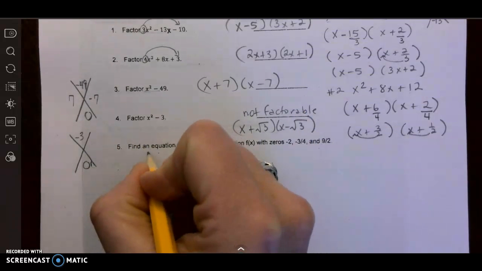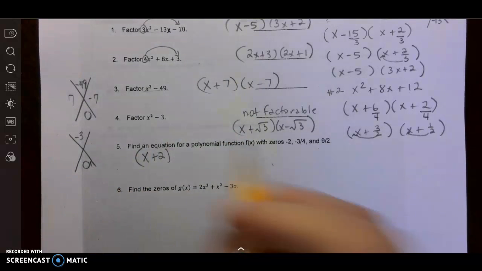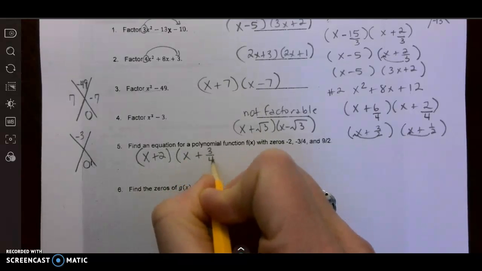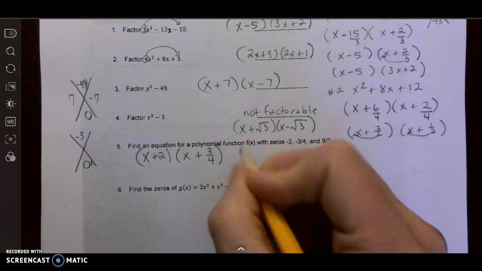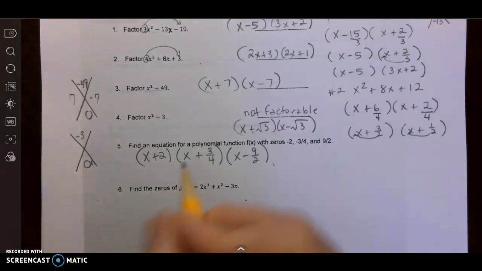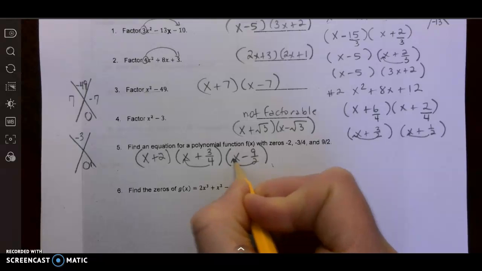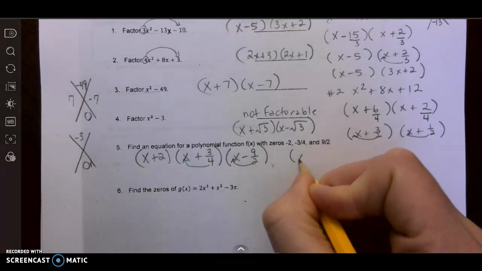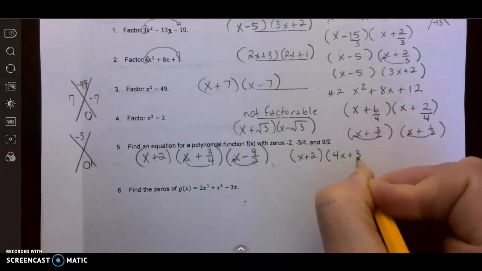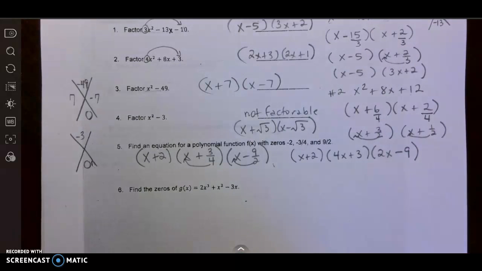Number 5, find an equation for a polynomial with these zeros. Well, if negative 2 is a 0, x plus 2 is a factor. Negative 3/4 is a 0, then x plus 3/4 is a factor. 9/2 means x minus 9/2 is a factor. I'm not going to leave this 4 and this 2. I have to put those in the front. So my factors are actually x plus 2, 4x plus 3, and 2x minus 9.